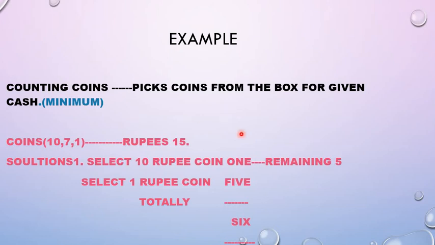By having a local optimum solution, sometimes it will not lead to a global optimum solution. For example, we are going to change 15 rupees with the coins available: a 10 rupee coin, a 7 rupee coin, and a 1 rupee coin. This is the example we have taken. Don't ask where the 7 rupee coin comes from. We consider that the box has a 10 rupee coin, a 7 rupee coin and a 1 rupee coin.